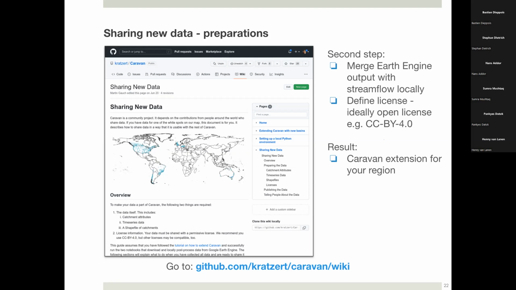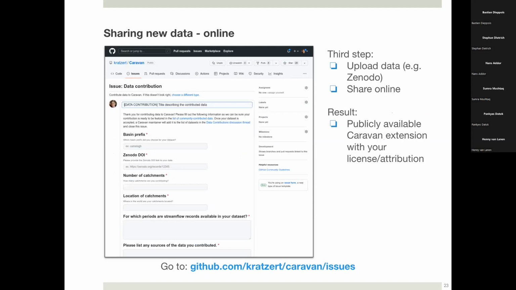And finally, once you have this, well, you might as well decide to share the data, and that's the third step. And this involves uploading the data. We're using Zenodo to do this, but obviously there are other data portals that can be used. This lets you share data online with the community, and gives you a publicly available Caravan extension with a license attribution that you have picked. And again, the link to do this, to let the community know that you've produced an extension, is provided here at the bottom of the screen.